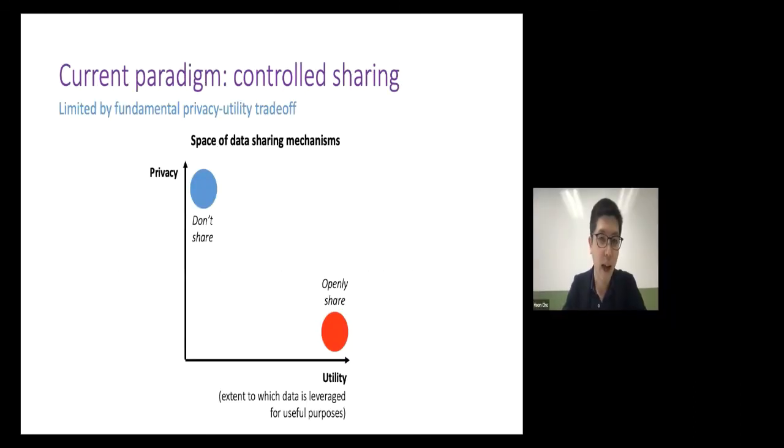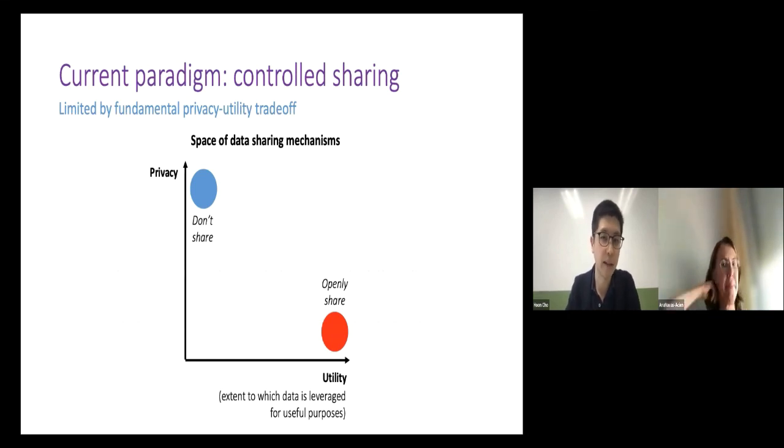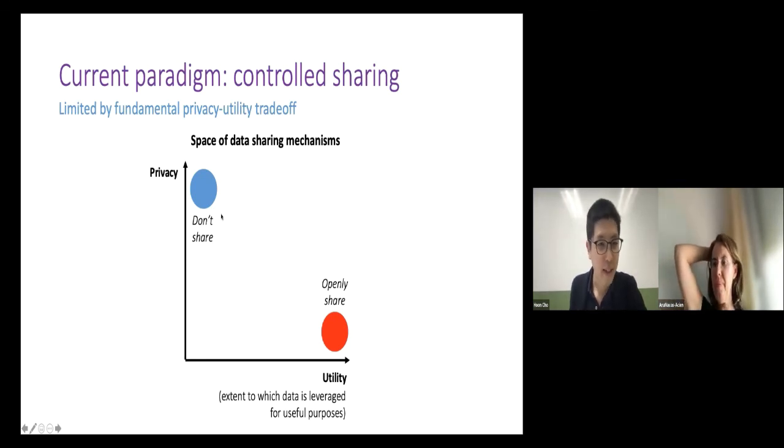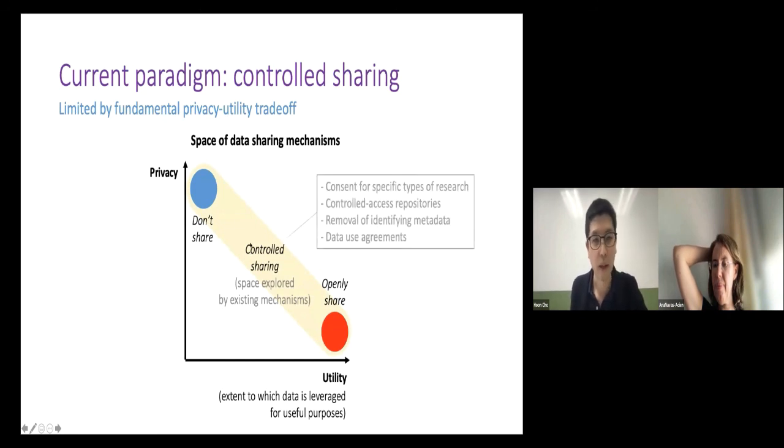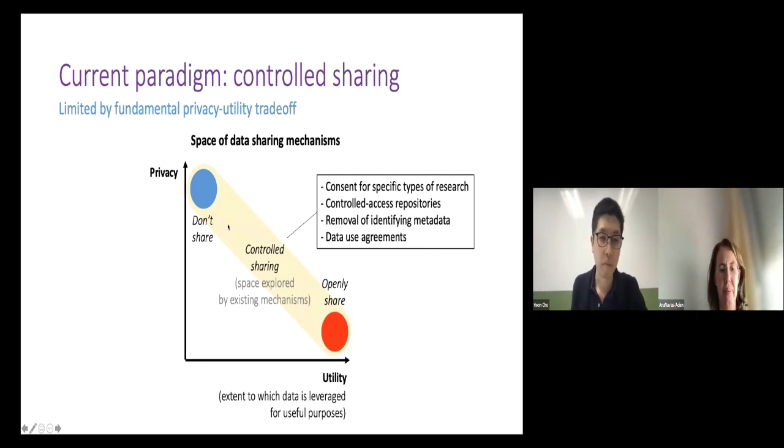So here's one main idea I have for you today. If we think of existing data sharing mechanisms as a spectrum, on the one end, we have open sharing of data, which provides a lot of utility, but no privacy. And on the other end, we have not sharing the data at all, which is fully private, but not very useful. So existing data sharing mechanisms span the space between these two extremes. And by controlling the extent of scope of data sharing, they achieve some level of compromise between these two scenarios. Some examples here would be consent for different specific types of research, controlled access data repositories, removing certain data elements to reduce privacy risks, and data use agreements, which limit the ways in which the data can be used. Of course, all of these are very important tools for us. But it's also important to note that these solutions don't necessarily overcome the fundamental trade-off between privacy and utility.